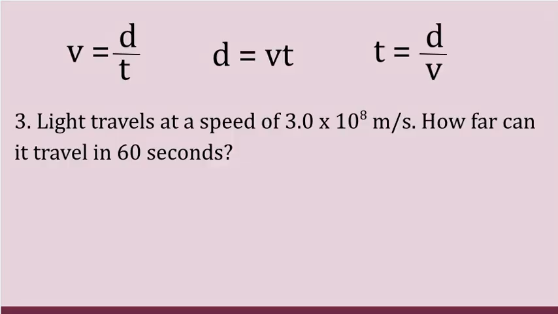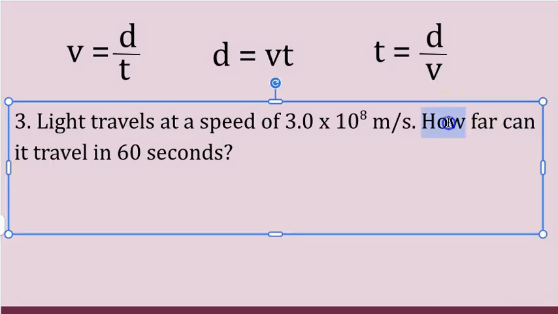For question 3, it says light travels at a speed of 3.0 times 10 to the 8th meters per second. How far can it travel in 60 seconds? When we say how far, that means we're being asked to solve for distance. So I would pick this equation because distance is already isolated. Distance equals speed times time, so I would just have to multiply these two numbers.